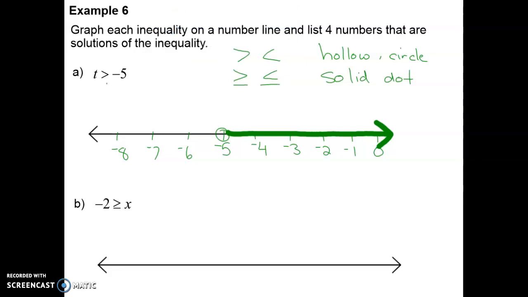So to list some numbers, 4 numbers that are solutions of the inequality, I could list any number in between that's greater than -5 and keeps on going. So I could include numbers like -4, -3, -2, and -1.